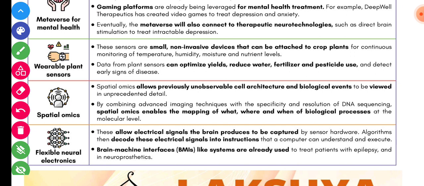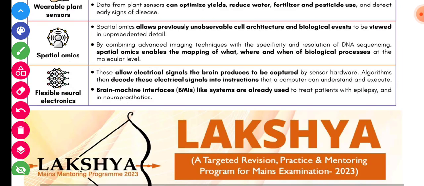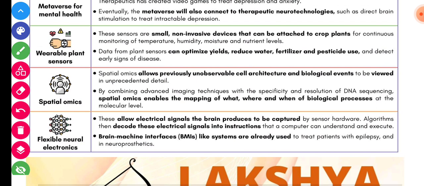Spatial omics allows previously unobservable cell architecture and biological events to be viewed in unprecedented detail, by combining advanced imaging techniques with the specificity and resolution of DNA sequencing. Spatial omics enables the mapping of what, where, and when of biological processes at the molecular level. So these are some important specifications of spatial omics.